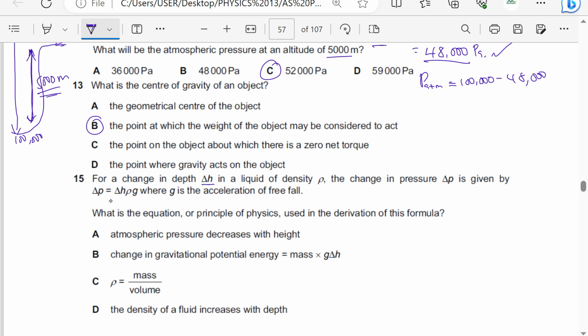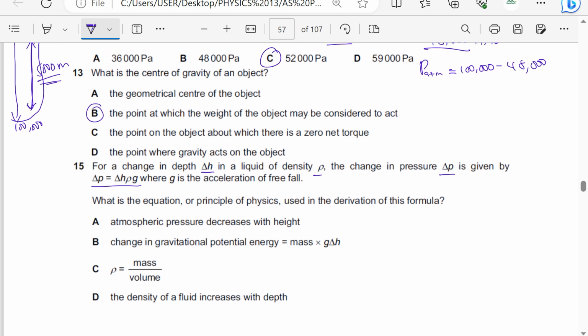For a change in depth delta h in a liquid of density rho, the change in pressure delta p is given by this expression here, where g is the acceleration of free fall. What is the equation or principle of physics used in the derivation of this formula? So first of all, we know that pressure is force over area, and force is the weight over area. The weight is going to be mg over area. Then mass is going to be density times volume, then times g over area.